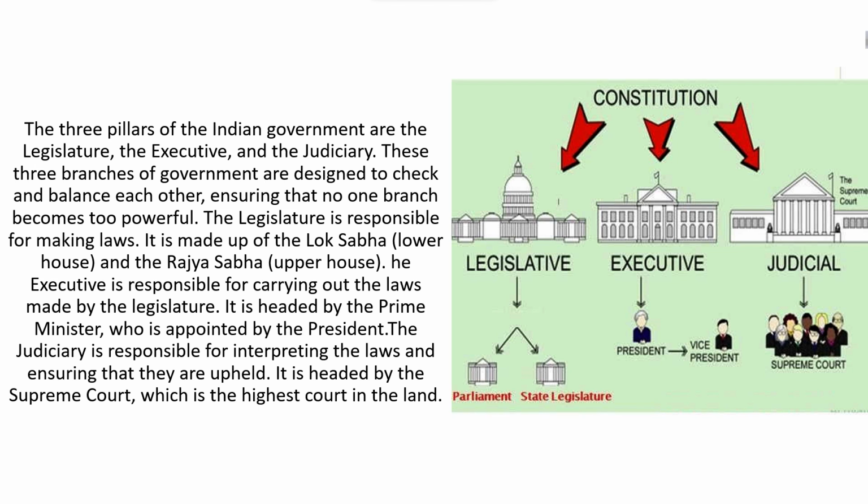It is made up of the Lok Sabha, lower house, and the Rajya Sabha, upper house. The executive is responsible for carrying out the laws made by the legislature. It is headed by the Prime Minister, who is appointed by the President. The judiciary is responsible for interpreting the laws and ensuring that they are upheld. It is headed by the Supreme Court, which is the highest court in the land.